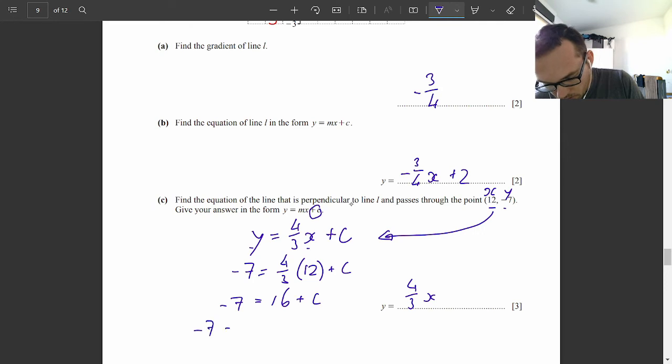So we need to subtract the 16 from the -7, and that gives us a c value of -23.